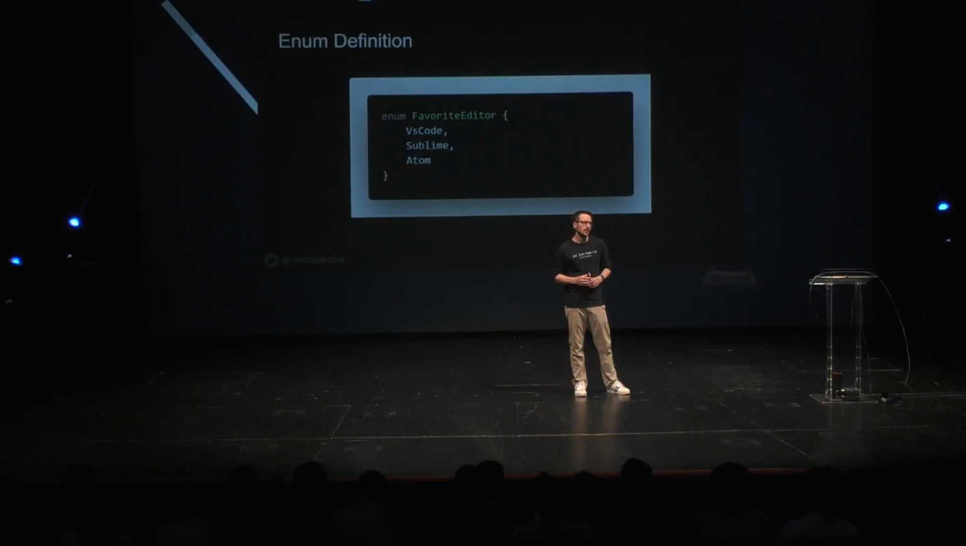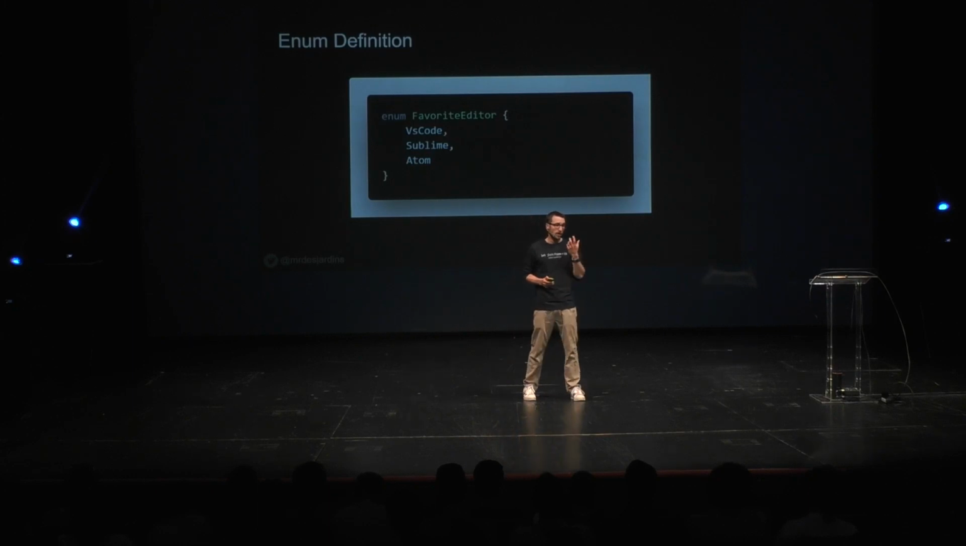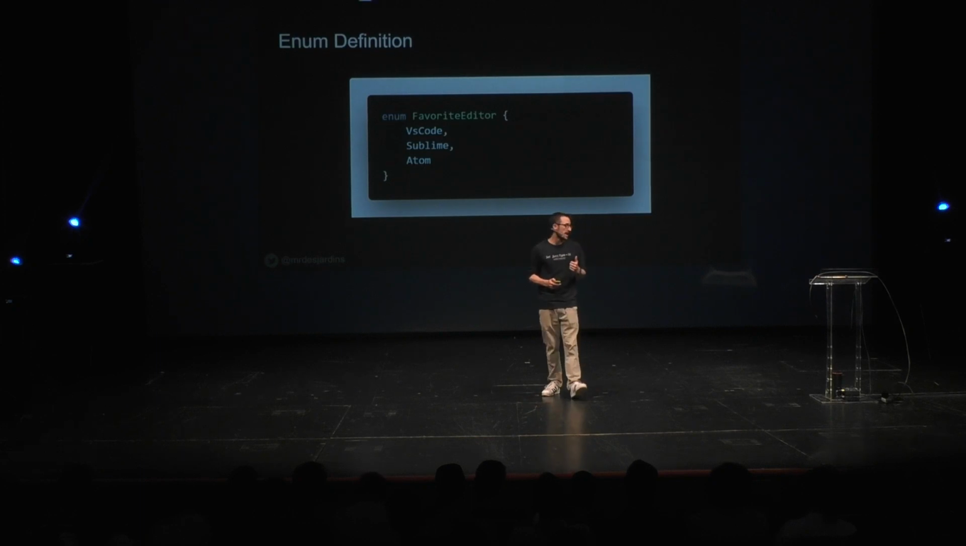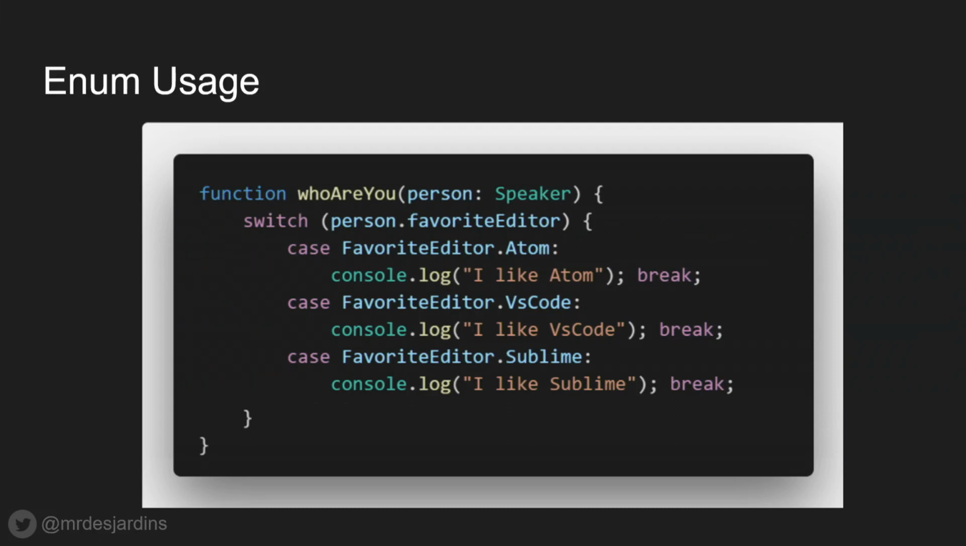Okay, so Enum. If you've been working with C# or Java, you probably have used Enum. This is a feature of TypeScript that allows you to specify for a specific member a value that is constrained to a specific set of values. In that particular case, I'll be able to set up my favorite editor, and only 3 values are possible, which are Visual Studio Code, Sublime, or Atom. So at the end, I can do stuff like this switch case and have something print to the screen.